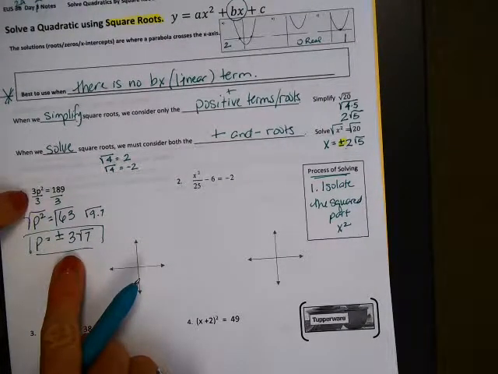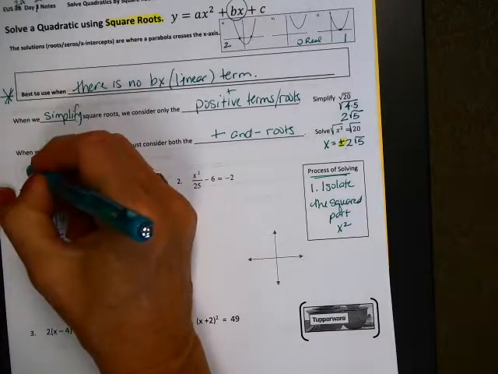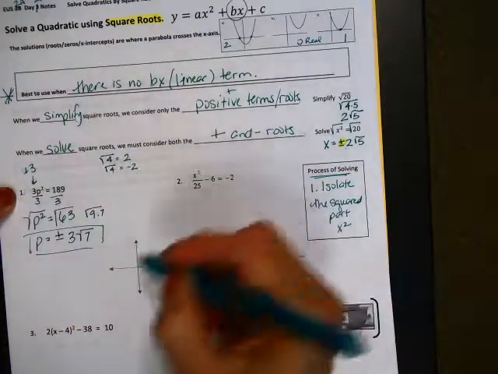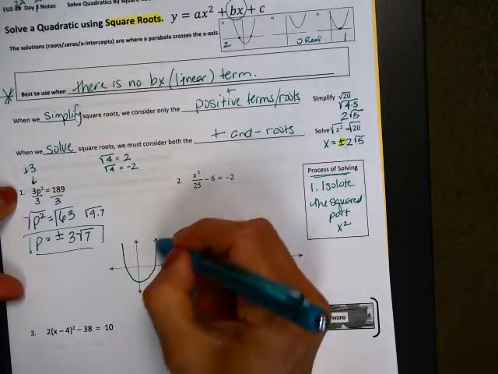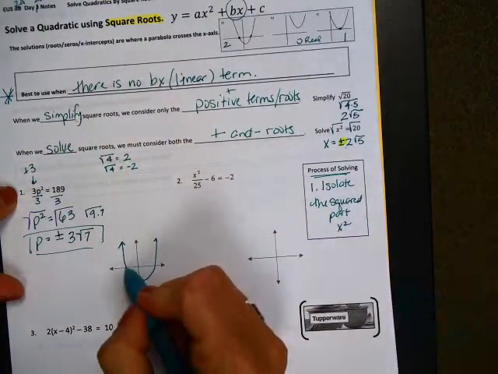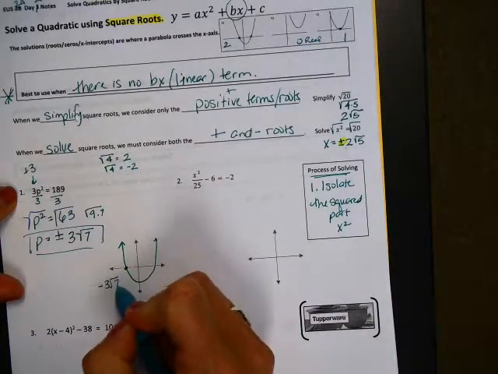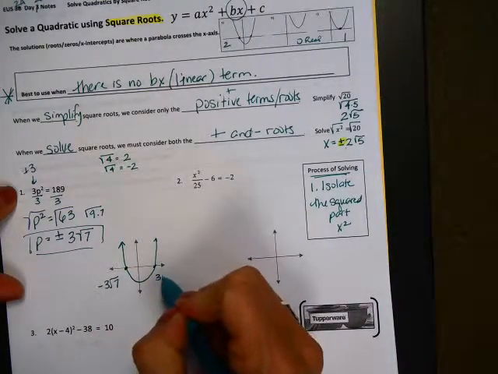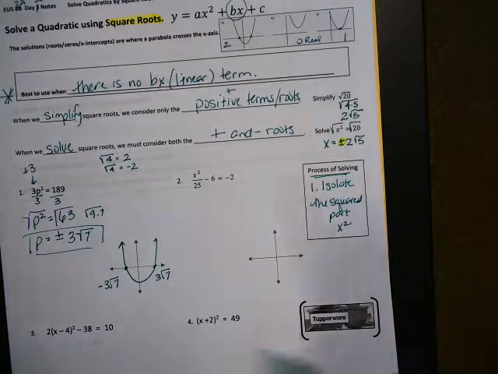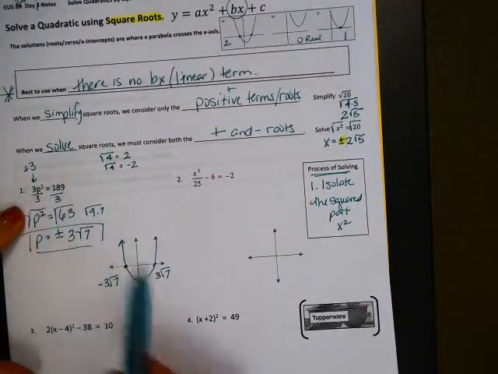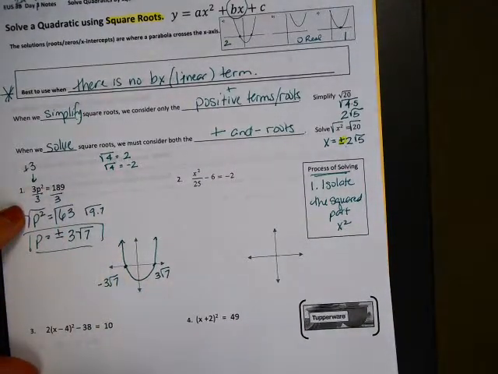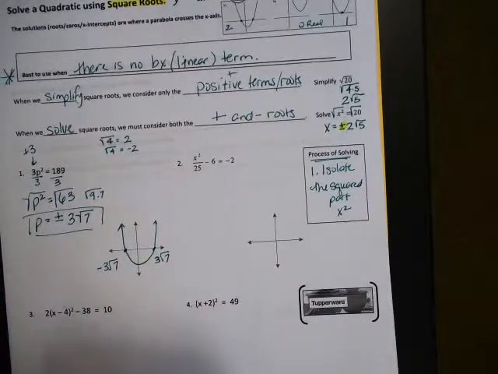Now if you look at this problem, what is your A value? Your A value is positive 3, right? So we know the graph's going to open up. It's going to cross here at a negative 3 square root of 7, and it's also going to cross here at a positive 3 square root of 7. So trying to get you to see, here's our equation, this is what we know from it. Alright, come over here to number 2.